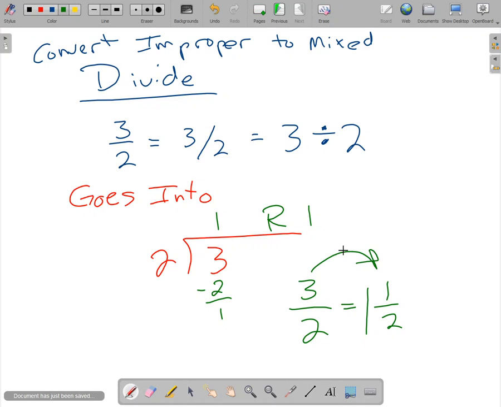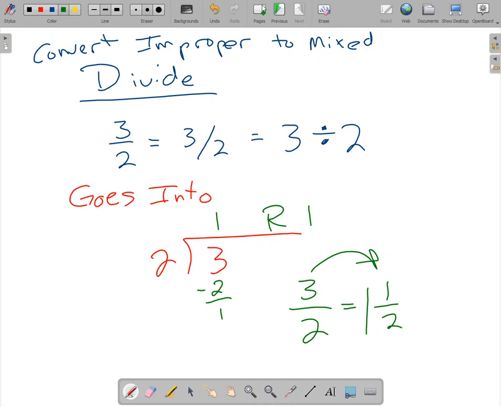2 is going into 3 here. And that's what this says. 2 goes into 3. Right? Because 3/2 does equal 1 and 1/2. We decided that in reverse on the other page, that 1 and 1/2 equals 3/2. We'll flip that next chapter.